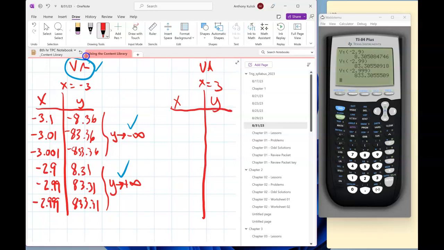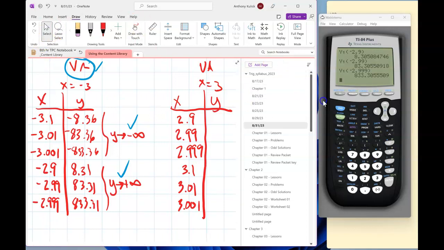So do the same thing now for +3. I'm going to start the same way. I'll pick a number that's a little less than +3 and then get progressively closer and closer to +3. So I'll start with 2.9 and then do 2.99 and 2.999. And then I'll go to something that's a little bit bigger than positive 3, maybe 3.1, and get progressively closer and closer to positive 3. So 3.01, 3.001.